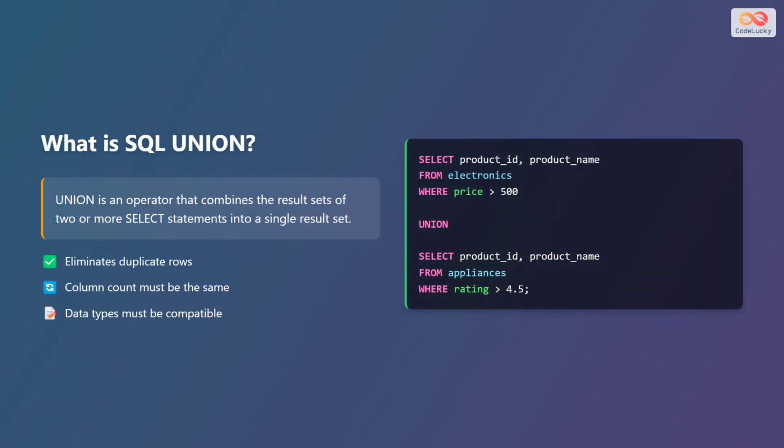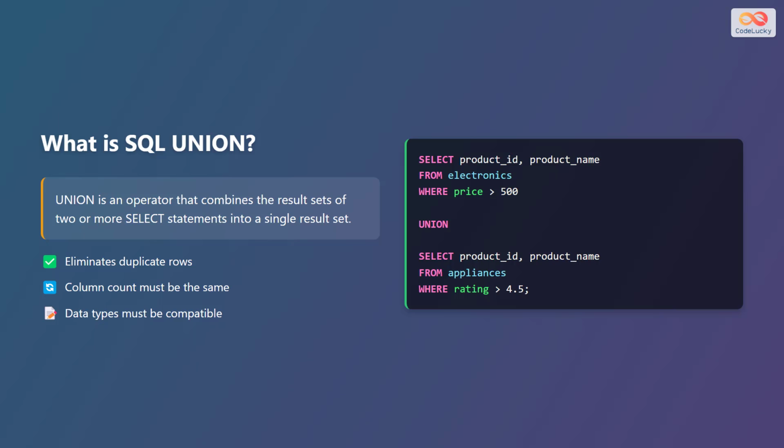Let's understand what union is in SQL. Union is an operator that combines the result sets of two or more select statements into a single result set. It is important to note that union eliminates duplicate rows from the final result. The number of columns in each select statement must be the same, and the corresponding columns should have compatible data types. Here is an example.